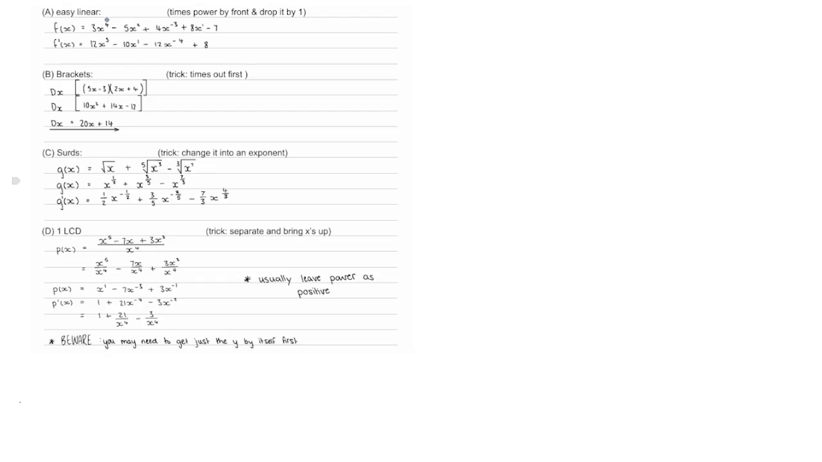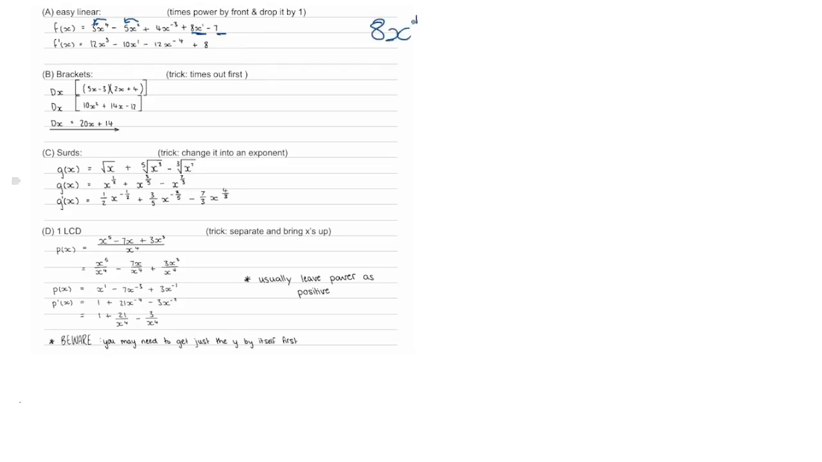worked example, is you just times the power by the front coefficient and you drop it by 1. So 3x to the 4, you times the power by the front, so that's 12, and you drop the power by 1. Times the power by the coefficient, so it's minus 10, drop the power by 1, and so forth and so forth.